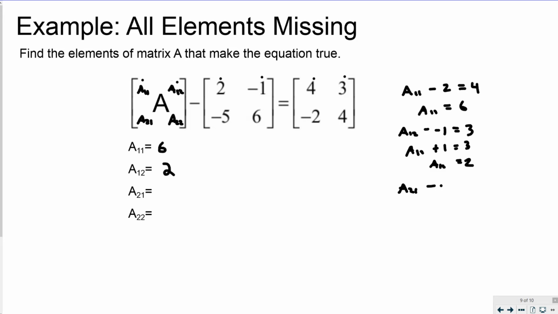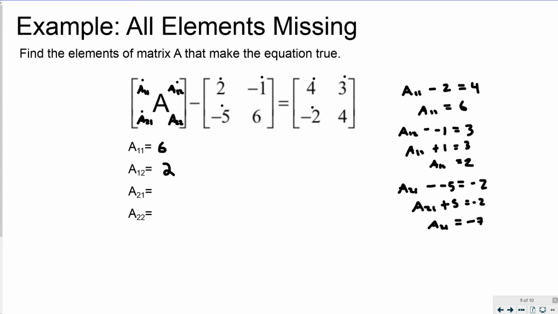minus negative 5 equals negative 2. So I did this one, and this one. So then it's going to be the same thing as before. It's going to end up being A21 plus 5 equals negative 2. So subtracting 5 from both sides, A21 equals negative 7.